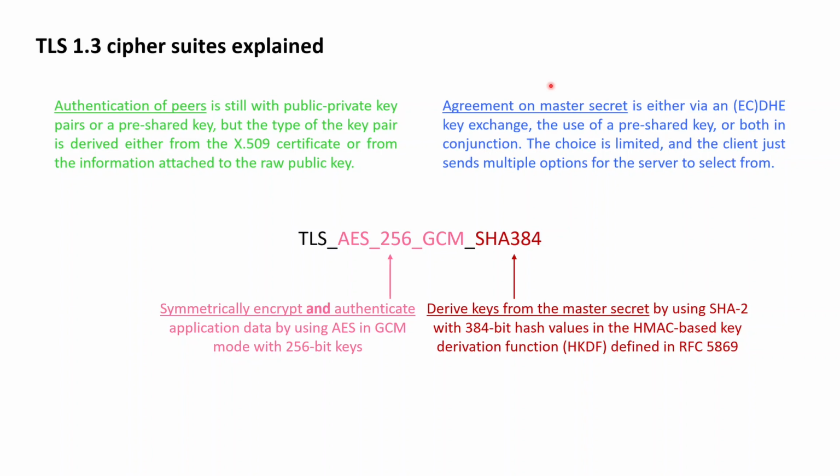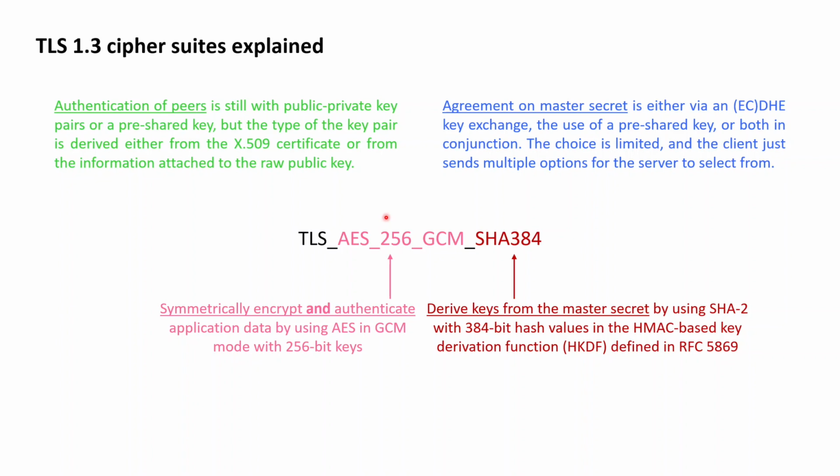Last that we need to know to explain TLS 1.3 cipher suites is that within TLS 1.3, only authenticated encryption with associated data ciphers are used. With this understanding of TLS 1.3, let's now have a look at the first part of this TLS 1.3 cipher suite reading AES 256 GCM. This part specifies the authenticated encryption with associated data cipher, which in this case is the AES block cipher behind the GCM block cipher mode of operation using 256-bit AES keys.